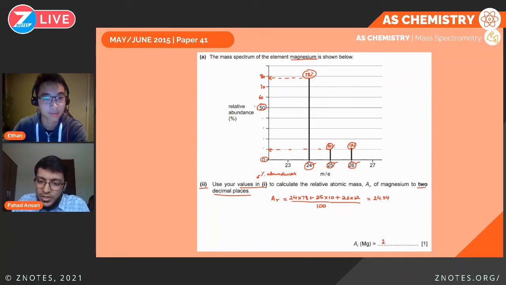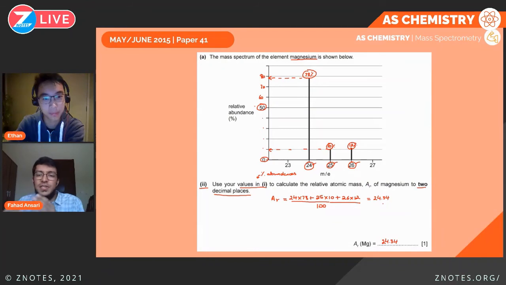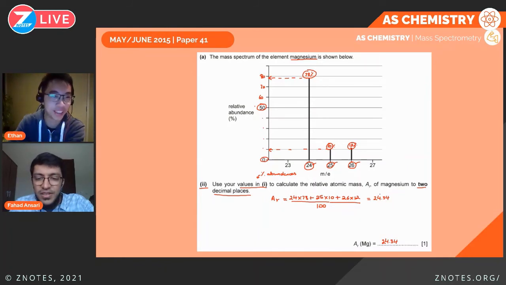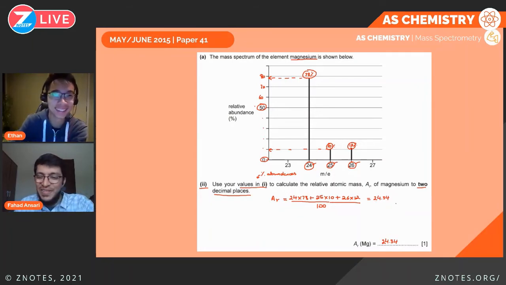So you will write this as 24.34, right? And this answer actually tells us that our working is correct because it's close to the value of Ar in the periodic table, which is 24.3. They probably put two decimal points to prevent people from just copying from the table. Exactly, that's a perfect reasoning.